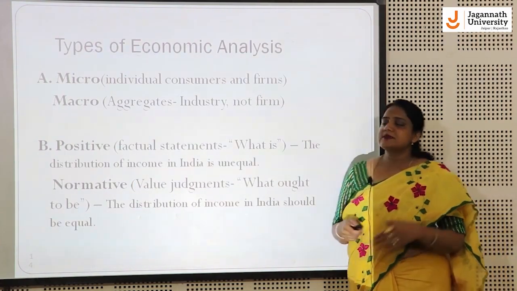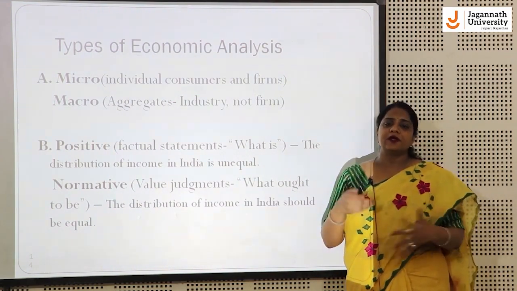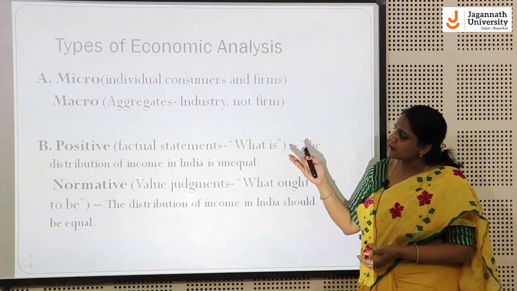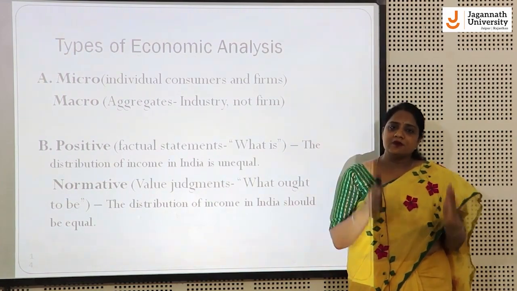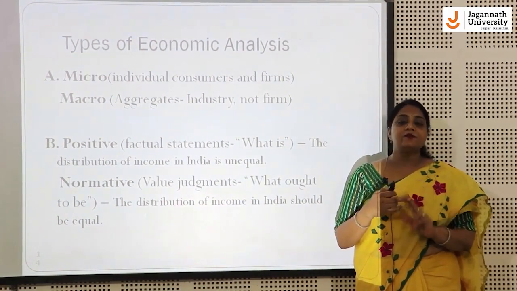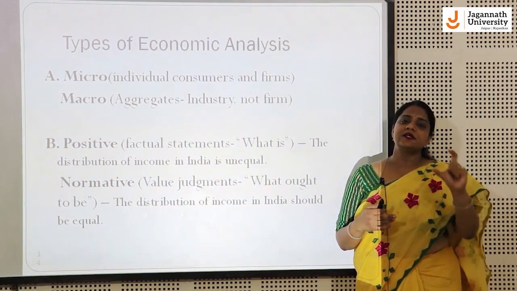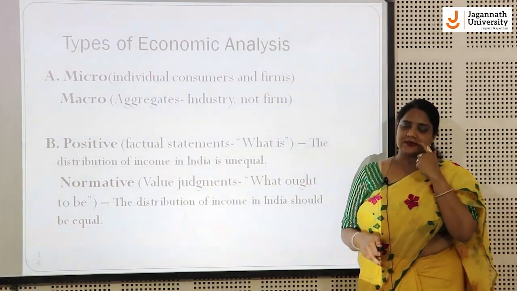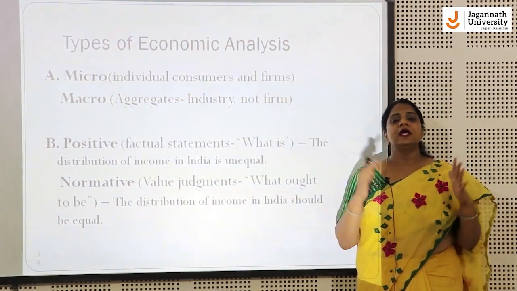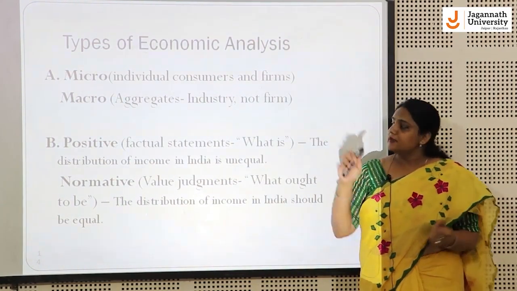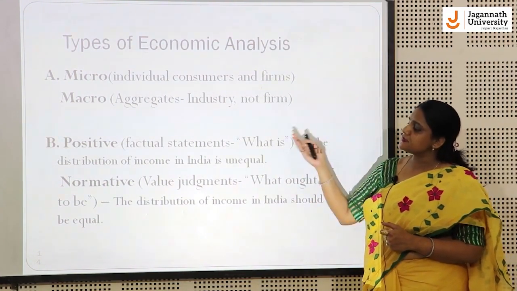Okay, so these were the basic terms. Now we will try to understand the types of economic analysis, how you can do different kinds of economic analysis. The first is micro and macro, which I have told you earlier also. Micro means you are doing economic analysis at an individual level, like an individual person, individual firm, individual household, or any individual unit. That is called micro analysis. And if you are doing it on the sum total, all the individuals, all the households, all the firms, then you are doing macro analysis.